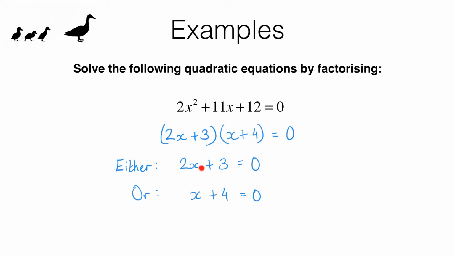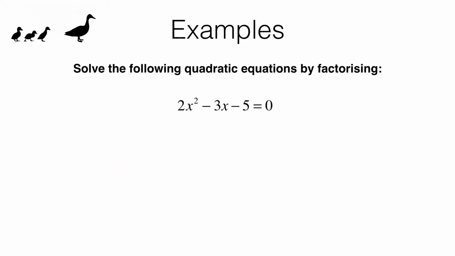Now, if 2x plus 3 equals 0, that means 2x equals negative 3, which means x equals negative 3 over 2. If x plus 4 equals 0, that means x equals negative 4. So this equation has two solutions, negative 3 over 2 and negative 4.